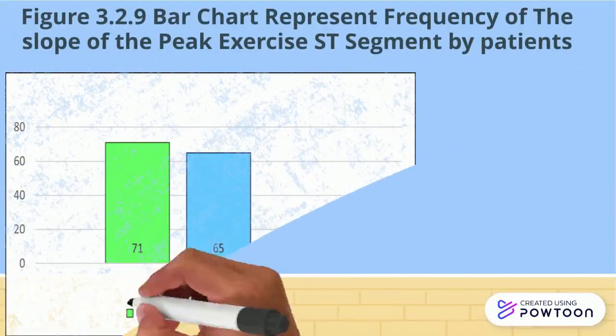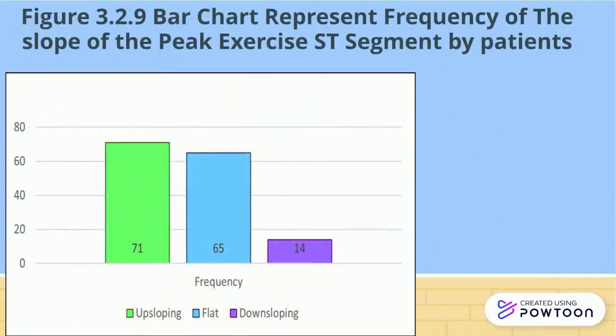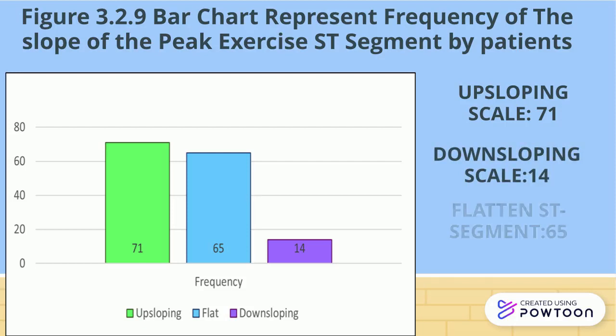Plus, let's see the result of type of slope by electrocardiogram test. The number shows that 71 with upsloping scale, 14 with downsloping scale, and 65 have flattened ST segment. The combination of patients between upsloping and downsloping ST segment during ECG test will perform a diagnosis of myocardial ischemia disease presence. The condition is defined as a blockage of blood flow into heart due to narrow of coronary arteries by plaque. Therefore, there is about 56% of patients are suffering the symptoms of the heart disease.